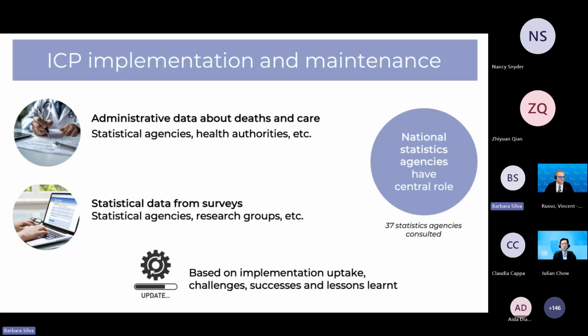Statistical agencies are central to both these utilizations, so we're really pleased to be able to engage 37 statistical agencies in our consultation who helped us improve the classification into what it is now, its final form. We foresee that the ICP will be regularly updated as new places emerge that are relevant for death and dying globally. And we see that as an opportunity to improve it in the future, learning with the implementation uptake, the challenges, but also the successes and the lessons learned.